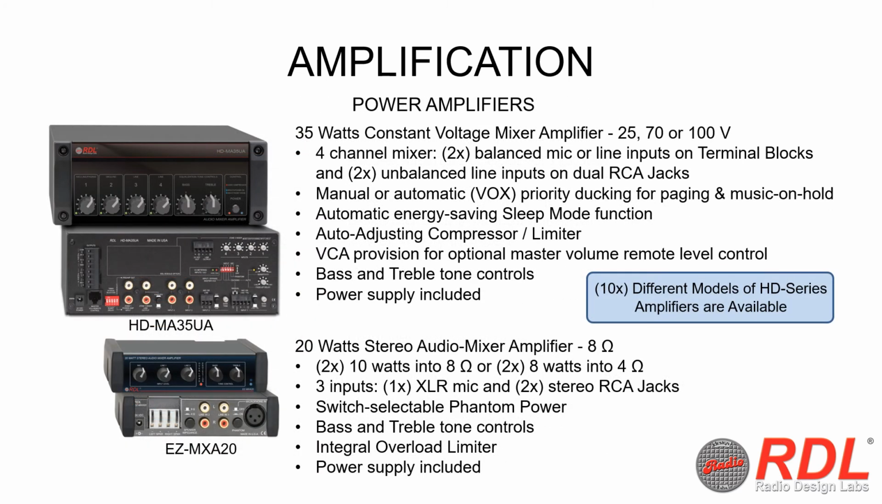And here are some examples of our mixer amplifiers. The HDMA35UA is a 35 watts constant voltage mixer amplifier that provides either 25, 70, or 100 volts output. It has a 4-channel mixer with 2 balanced microline inputs on terminal blocks and 2 unbalanced line inputs on dual or stereo RCA jacks. It has a Vox or priority ducking feature for paging and music on hold applications, and this feature can be set up to be operated manually or automatically.